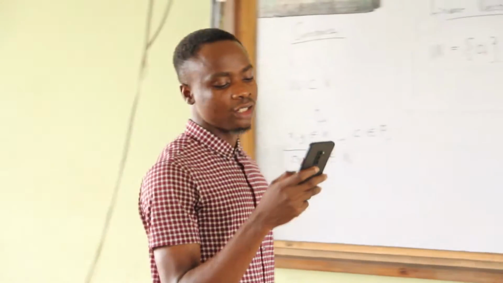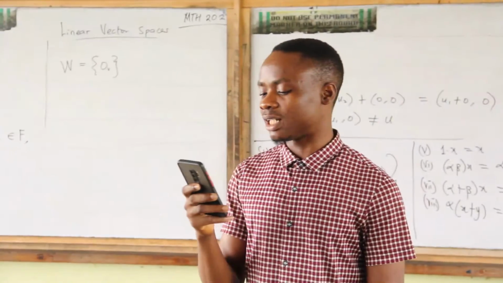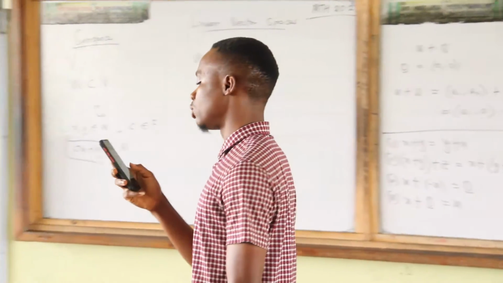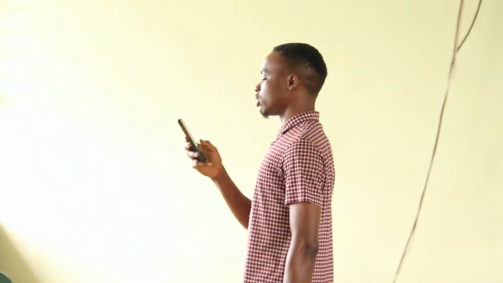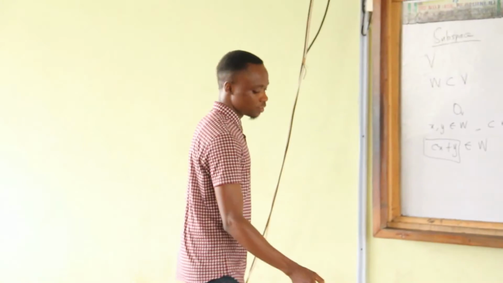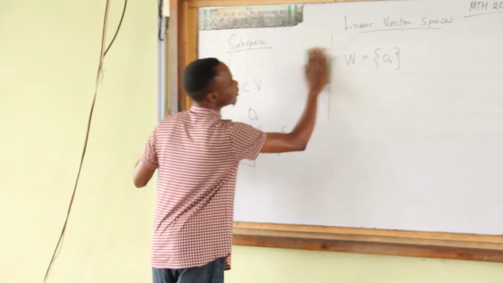So look at the first one. Let V equal R3. Can you see that? R3. And W equal to the set containing elements x such that x is equal to a times (1, 0, 2) plus b times (1, -1, 3), where a and b are real numbers. So is W a subspace of V?